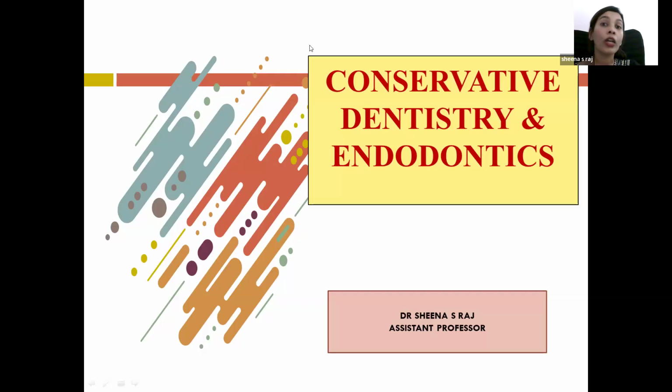Talking about your conservative part, caries is a very important topic, so you need to keep an eye on that also. The diagnosis part, the detection part, the prevention part, the caries assessment methods are being asked repetitively. And obturation, there are a lot of obturation techniques like thermoplasticized obturation, your various lateral condensation. Each and every section has been asked, so you need to have an eye on that also.